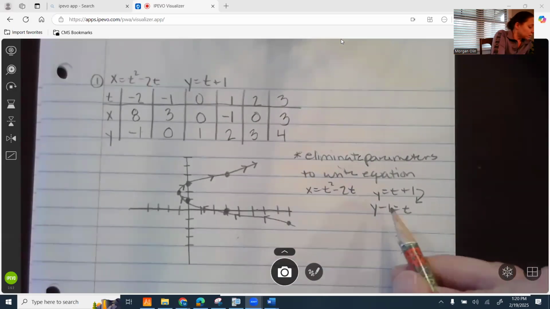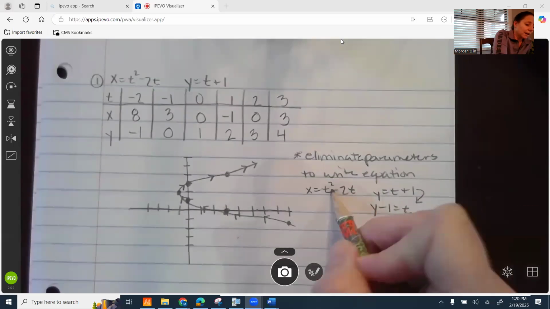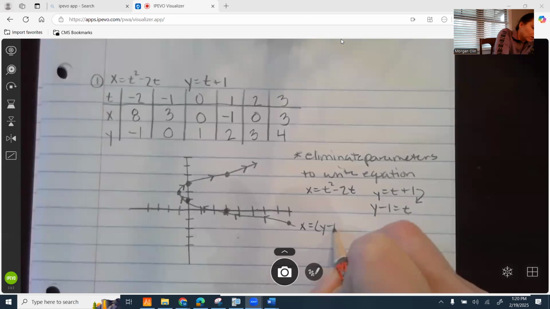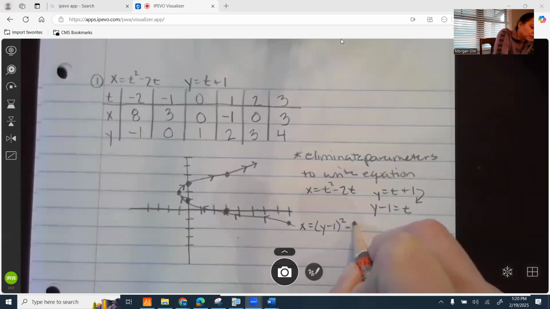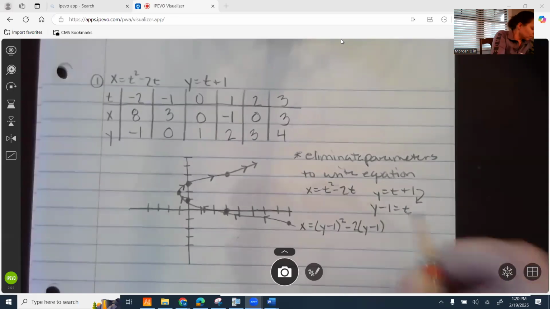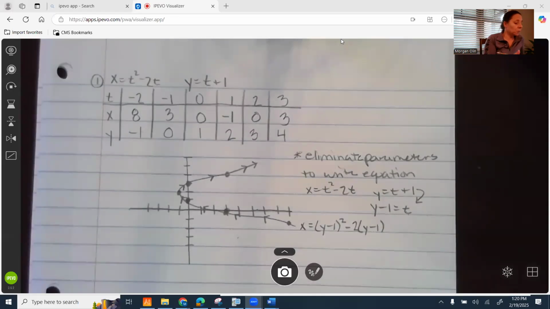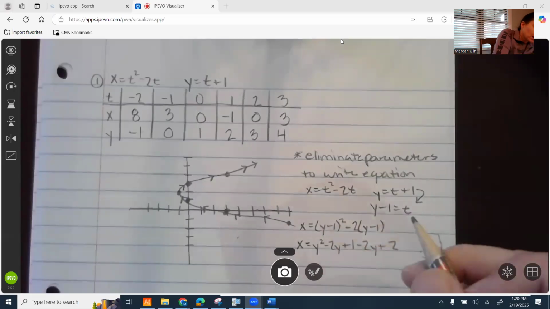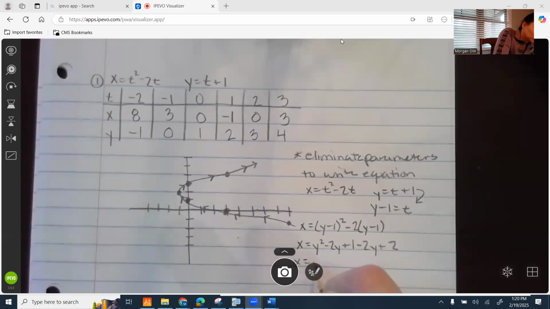Now what we're going to do is, since we know what t equals, we can take it and put it into here. So now we're actually writing it in terms of y instead of x. If we want to multiply this out, we can. This is going to be y squared minus 2y plus 1, negative 2y plus 2. So here x equals y squared minus 4y plus 3.